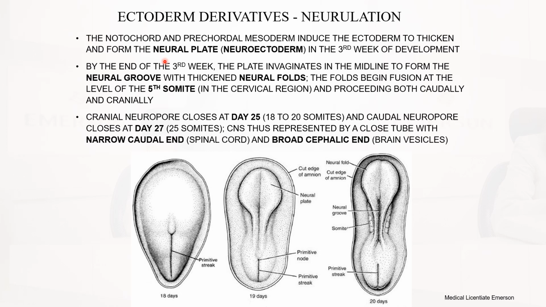So what we are talking about here is that the neural groove will start being formed. Then we have the two poles, the cranial neural pole and the caudal neural pole. That's what we are talking about, and that's what we are going to learn in the next slide. Okay, so let's go to the next.